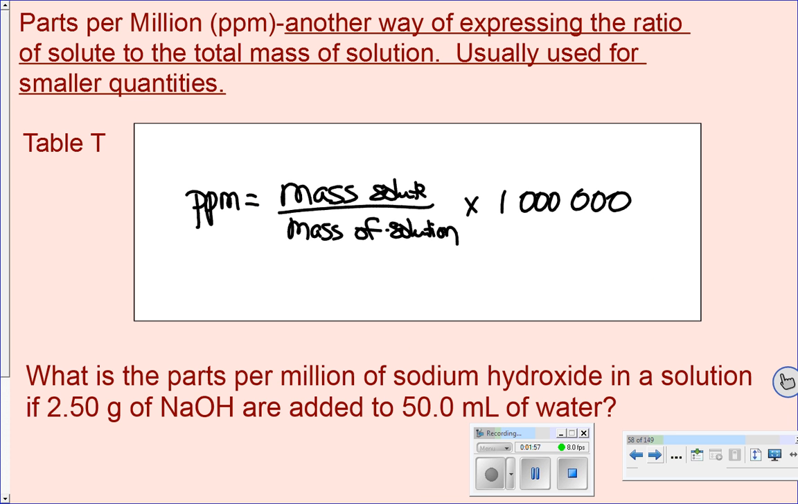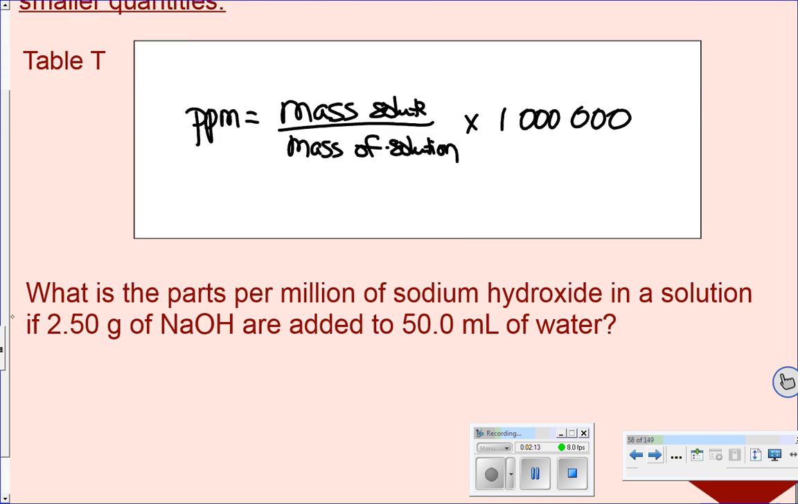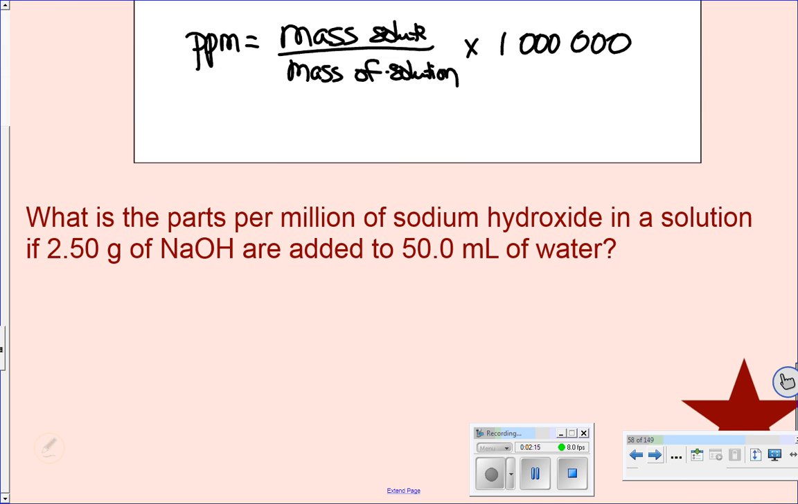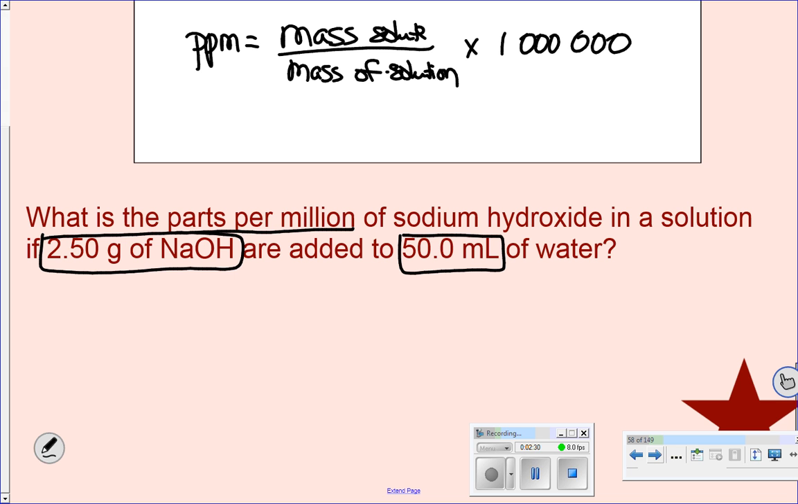Parts per million is another way of expressing concentration, and parts per million works for things that you're going to have a much smaller concentration of, but maybe you don't want to have to express the number as a decimal. So the first part of this, you'll notice, is still a part over whole, grams of solute over grams of solution calculation. So we actually are going to do basically the same question, only make it come out in parts per million. So now we're going to know concentration in parts per million when we have 2.5 grams of NaOH added to 50 milliliters or 50 grams of water.